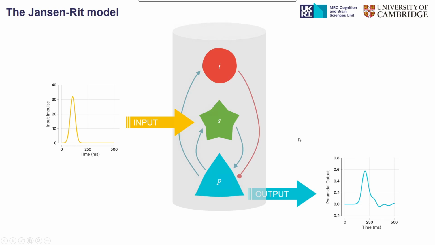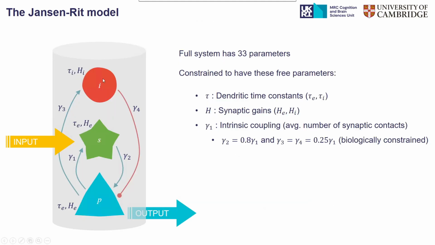So what we have essentially modeled is one column of the cortex, which takes in an input, does some processing based on the state space equations, and produces an output, which is the depolarization at the pyramidal cells. Now, this full system has 33 parameters, which is difficult to fit and model. So it is constrained to have 5 free parameters: 2 dendritic time constants, excitatory and inhibitory. The excitatory ones are at the spiny stellate cell and the pyramidal cells, whereas the inhibitory ones are in the inhibitory interneuronal populations. There are 2 synaptic gains similar to the dendritic time constants, and lastly there is the intrinsic coupling, which is gamma 1. This corresponds to the average number of synaptic contacts.